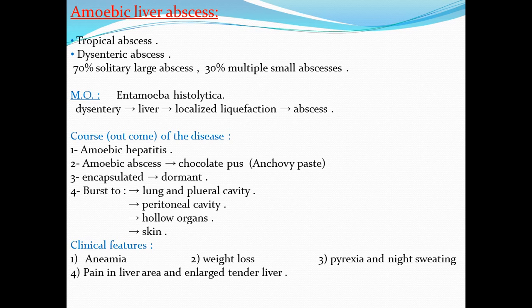which contains chocolate pus called anchovy paste, or the lesion become encapsulated, dormant lesion, or the lesion burst to the lung and pleural cavity, peritoneal cavity, hollow organs or skin. Clinical feature: anemia, weight loss, pyrexia, night sweating, pain in liver area, and enlarged tender liver.